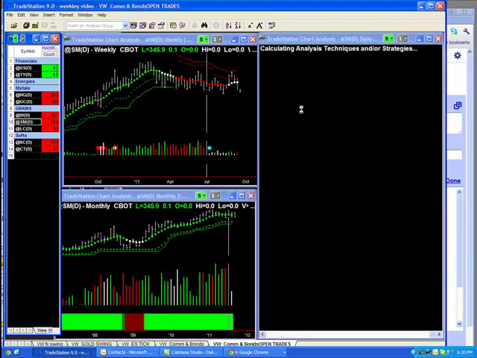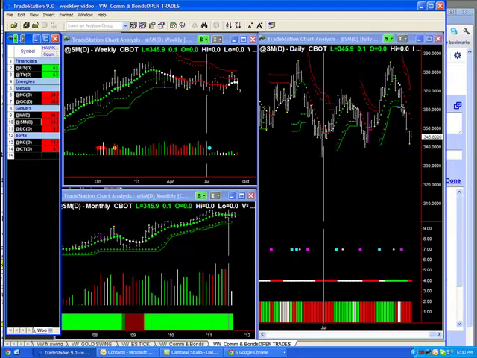Soya meal, that gave it to us as well. You can see that, and that pushed itself out. So they were the setups that I've been looking at on the commodities.